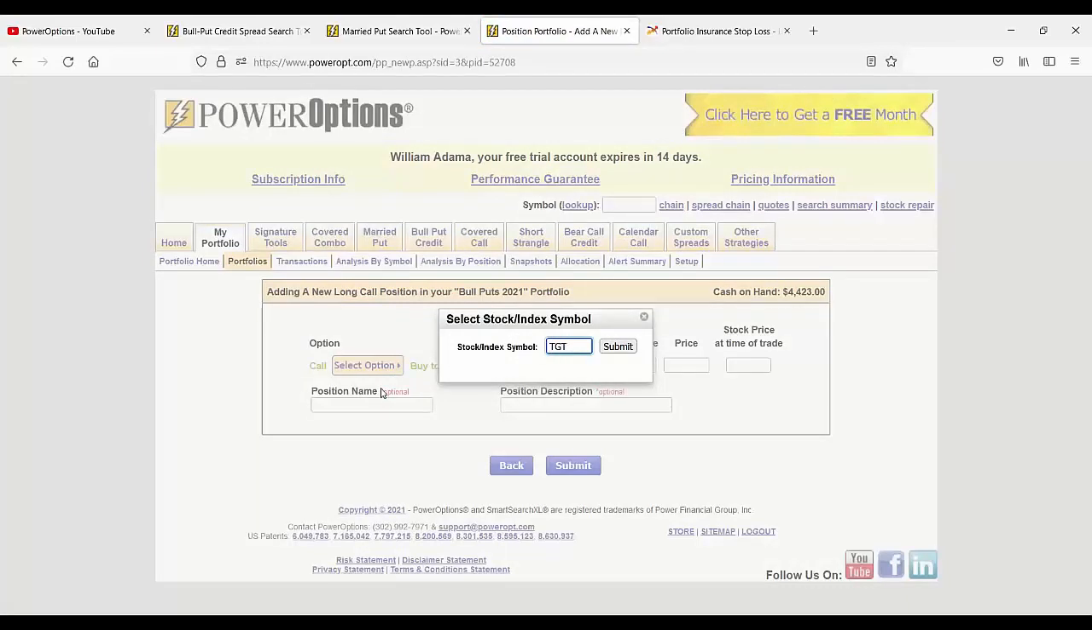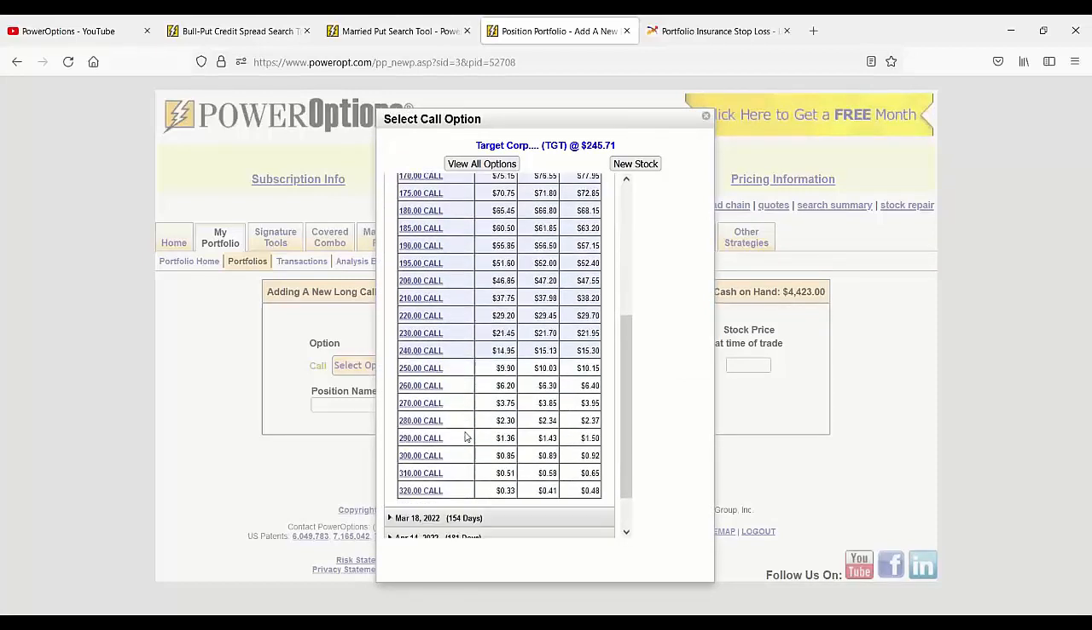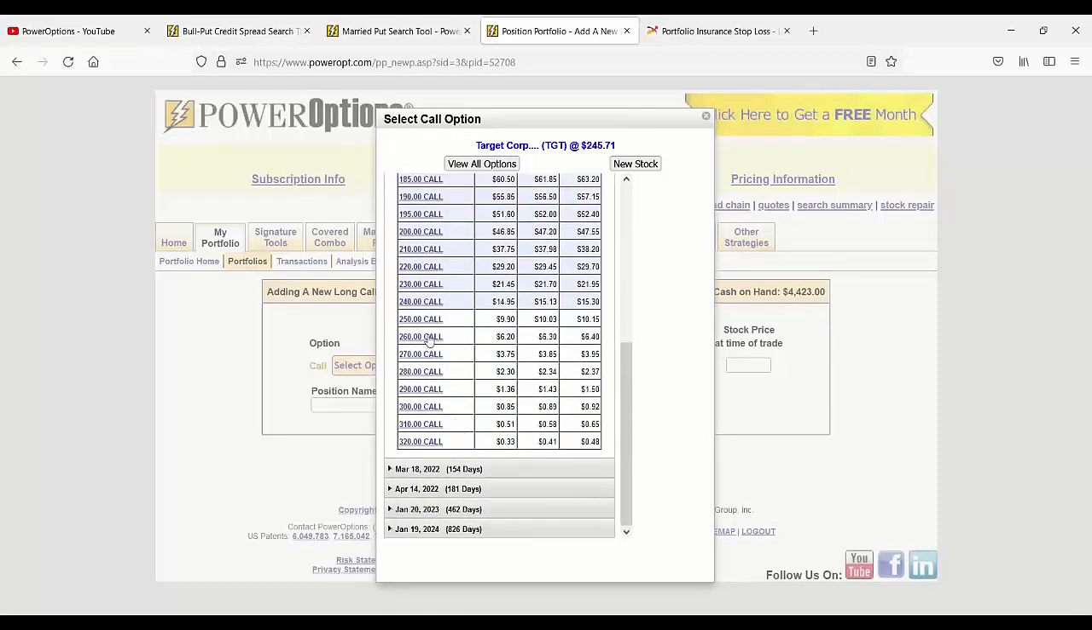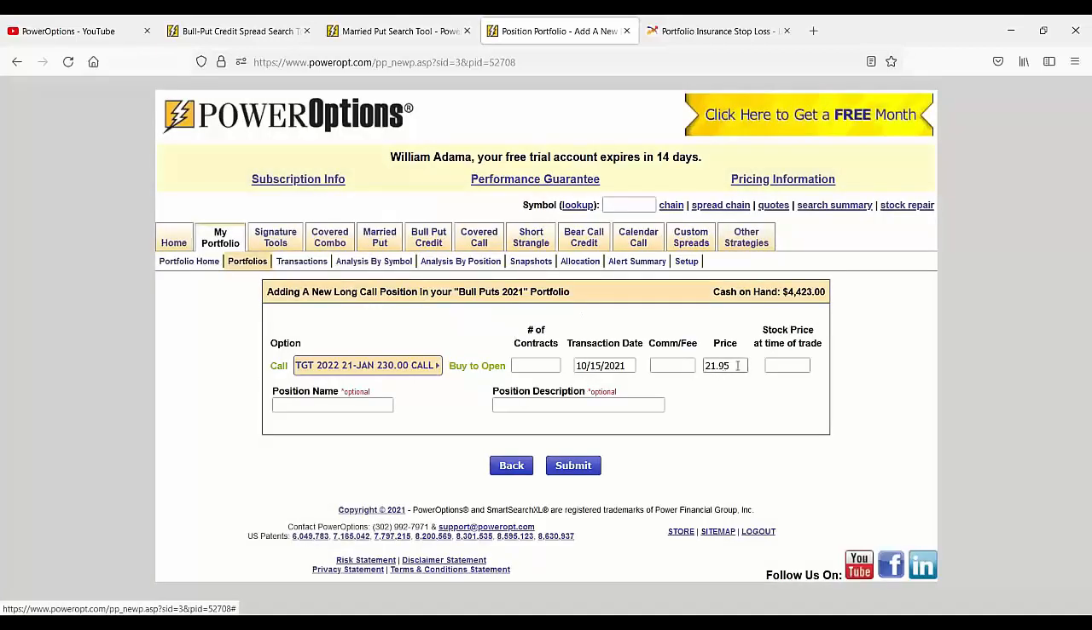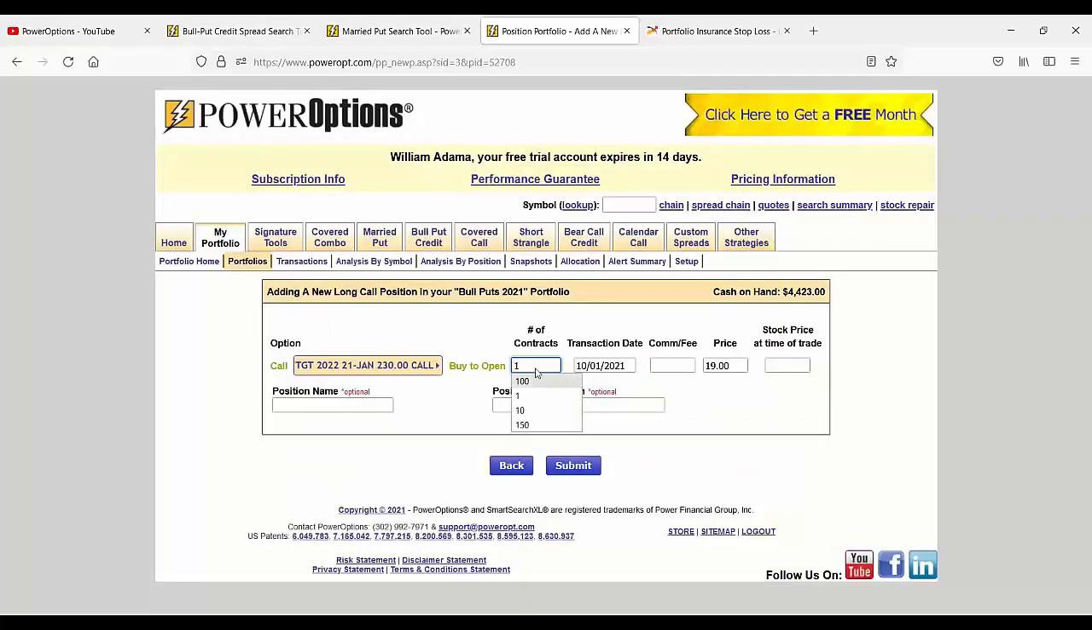TGT, Jan 230 at 19. Stock price at time of trade is irrelevant. Let's just say we did this on October 1st, Brad. That's irrelevant too, but we'll just put that in. Keep the math simple. Use one contract for our examples.